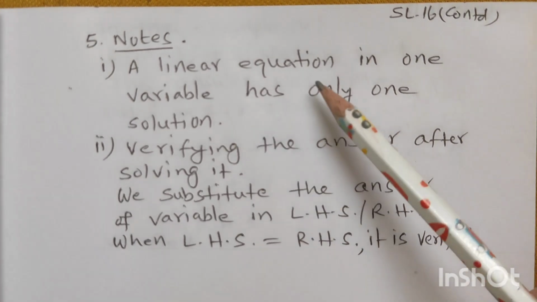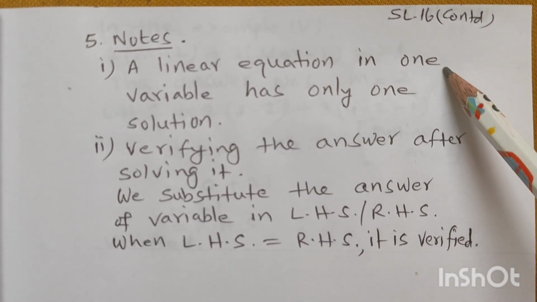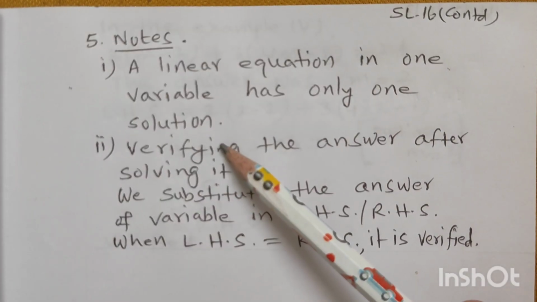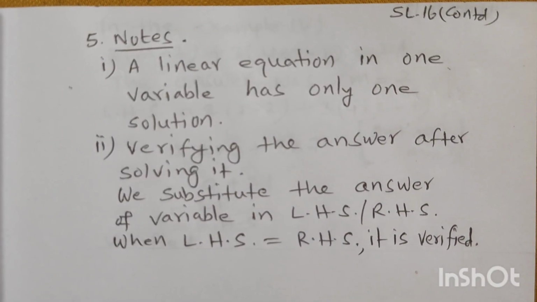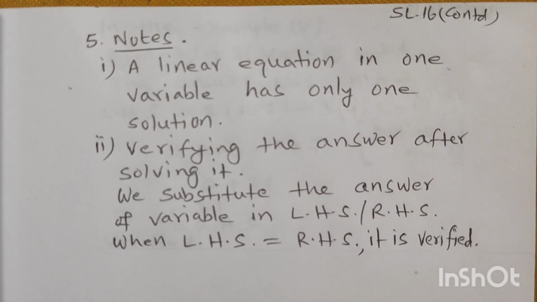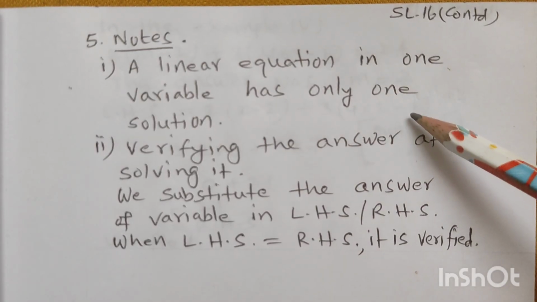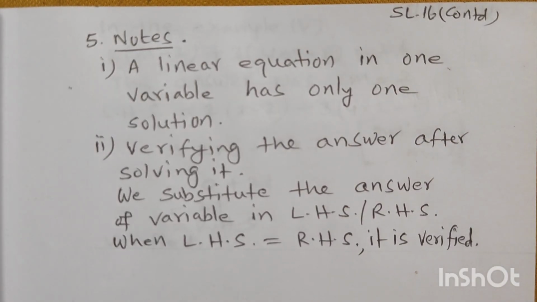A linear equation in one variable has only one solution. Like if the equation is in variable x and it's a linear equation, the highest power of the variable is 1, we will get only one solution. See, in a quadratic equation, the power of the variable is 2 and we get 2 solutions.